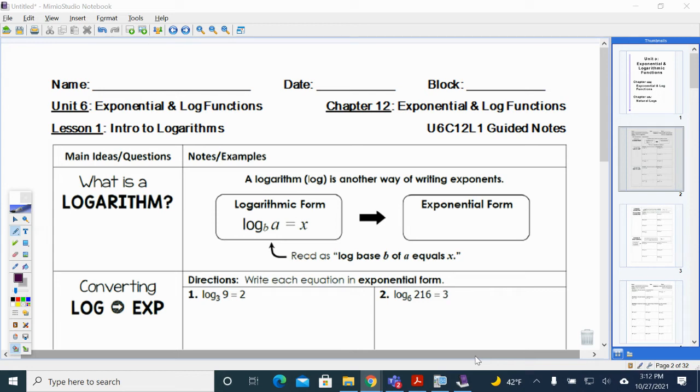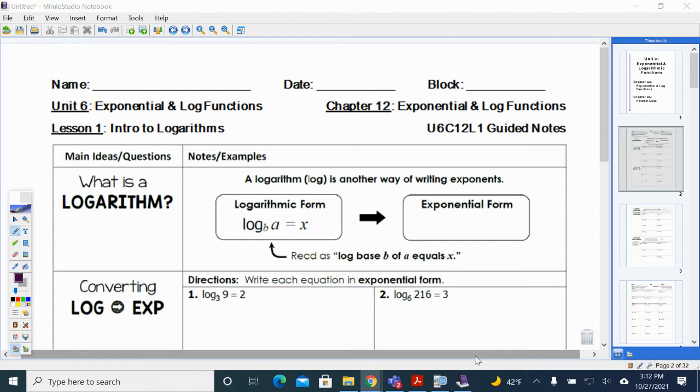This video is on Unit 6, Exponential and Logarithmic Functions, Chapter 12, Exponential and Log Functions, and Lesson number 1, Intro to Logs, or Logarithms, log for short. What is a logarithm? A logarithm, or log, is another way to write exponents.